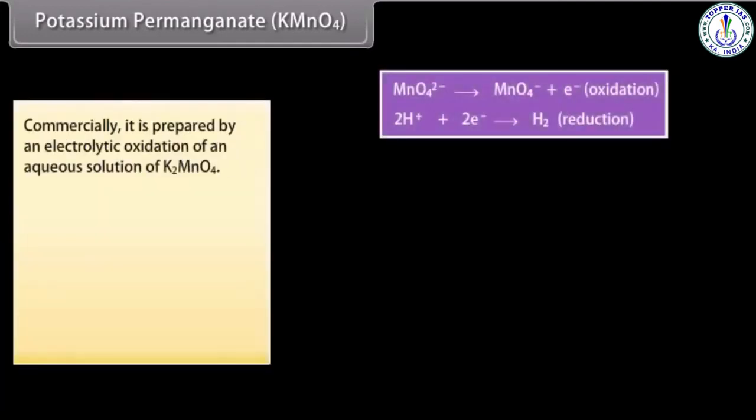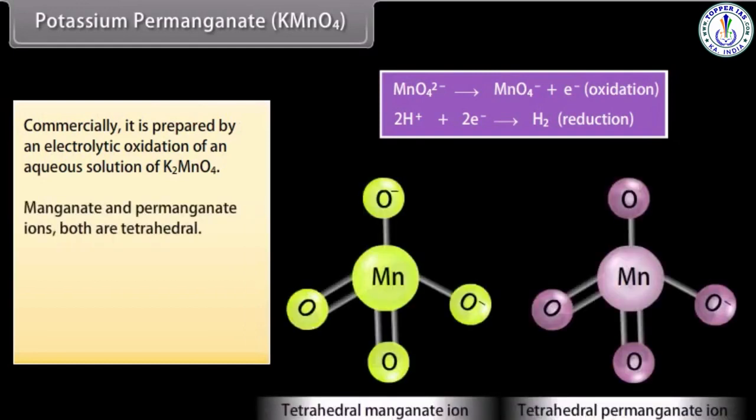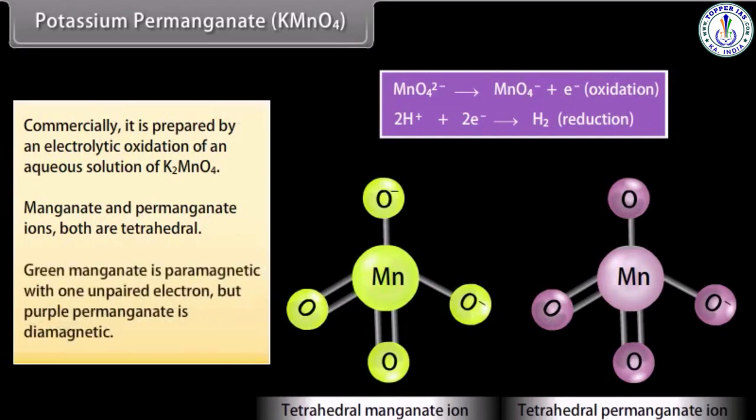Commercially, it is prepared by the electrolytic oxidation of an aqueous solution of K2MnO4. Manganate and permanganate ions are both tetrahedral. Green manganate is paramagnetic with one unpaired electron, but purple permanganate is diamagnetic.